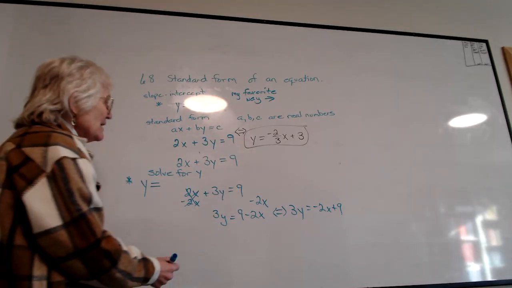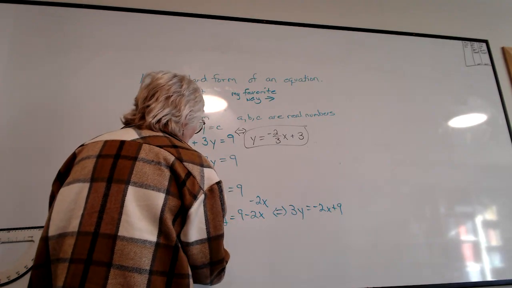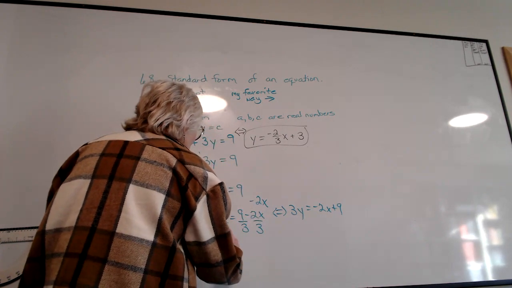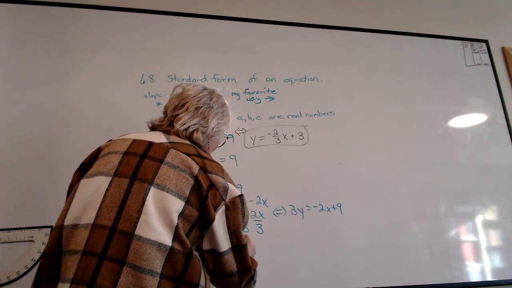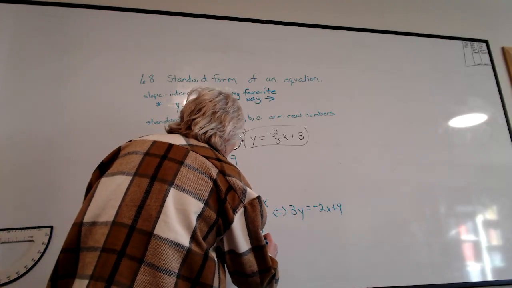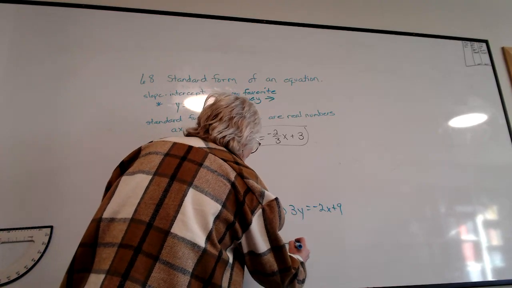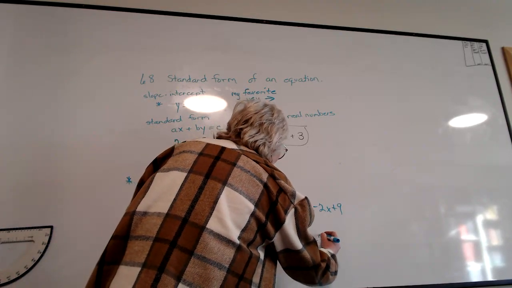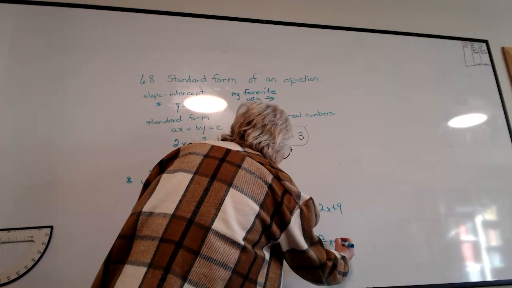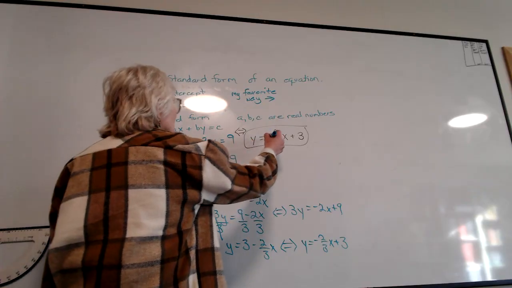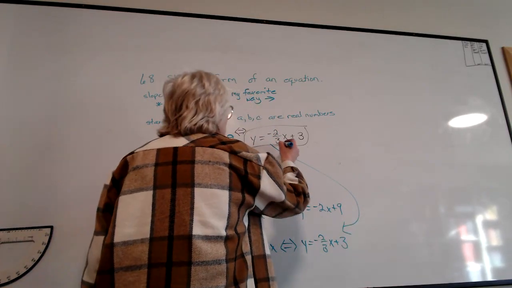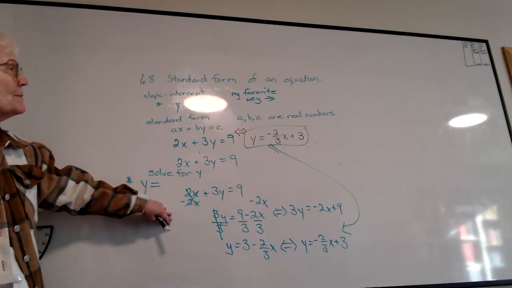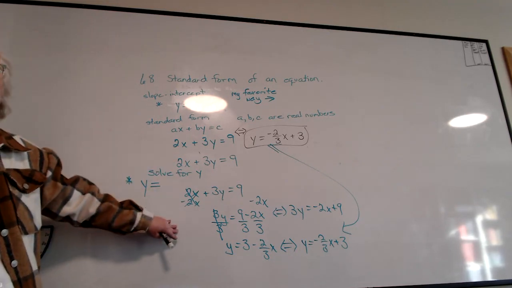Okay. Now our last step is to divide. To get y by itself, I have to divide this by 3, so I divide this by 3 and this by 3. This cancels. So I get y. 9 divided by 3 is 3 minus 2/3 x, which, if I switch those around, is y equals negative 2/3 x plus 3. Notice that this and this are identical. Two ways to switch from standard form to slope-intercept form.